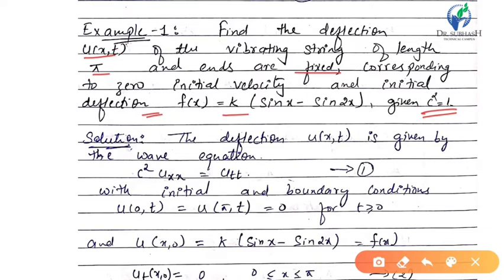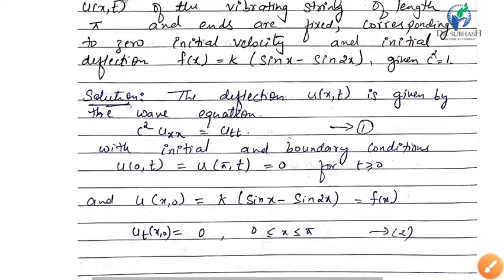Now see, since it is an example of a vibrating string, it will be a wave equation. So our wave equation is c square u_xx equal to u_tt. We name this as equation 1. So the boundary conditions are u of (0, t) equal to, here length is pi, so we are taking u of (pi, t) equal to 0 for t greater than or equal to 0. These are the boundary conditions.